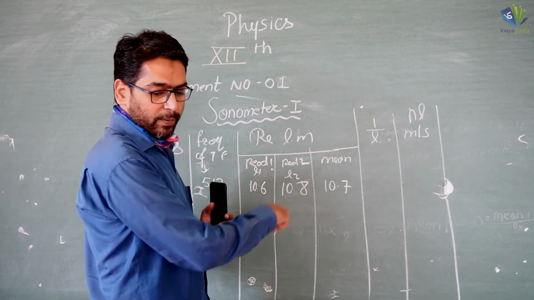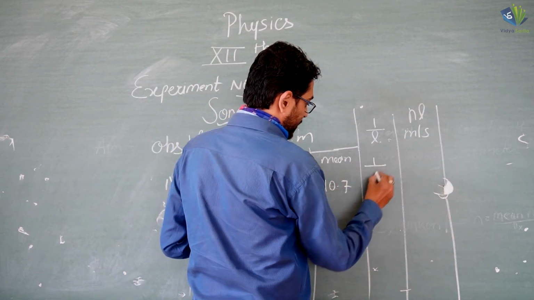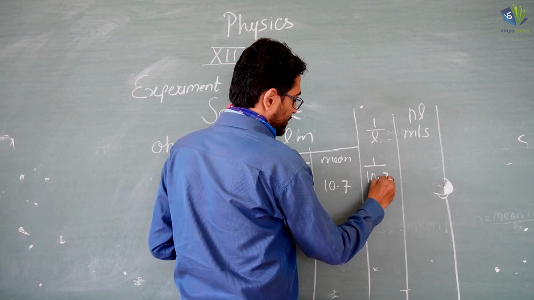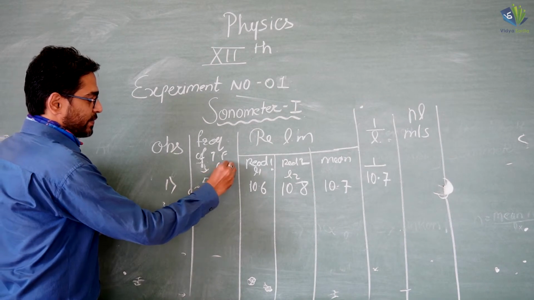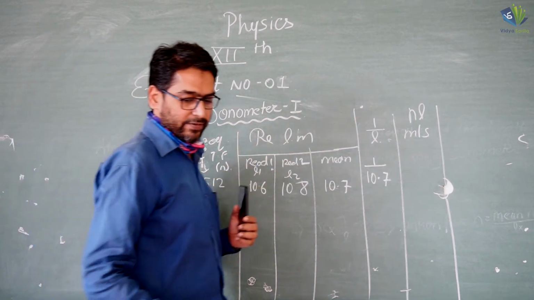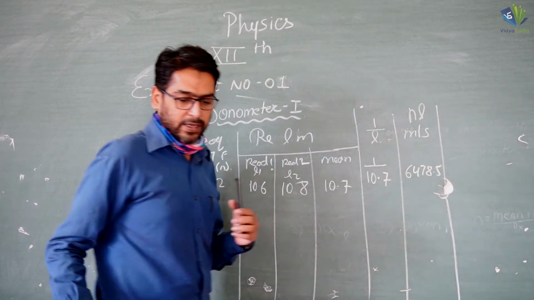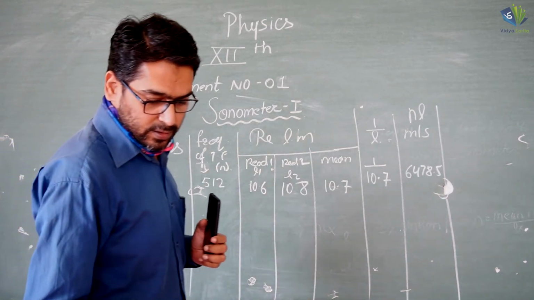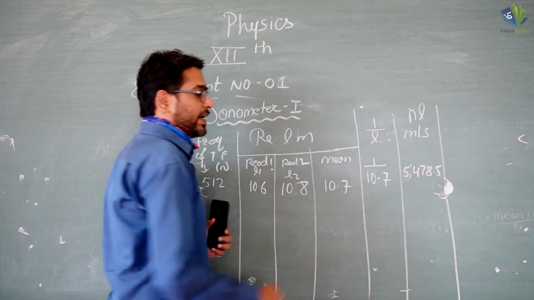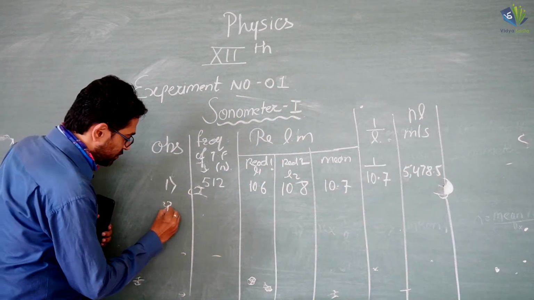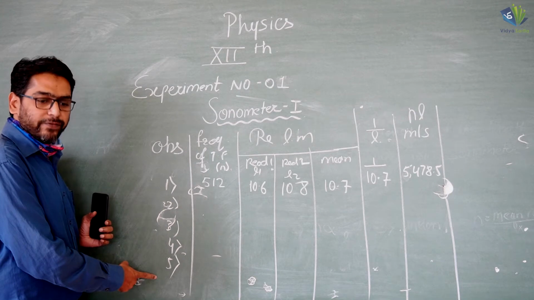The same way, we found 1 upon L, and it will be 1 upon 10.7. Now NL. N is my frequency, 512 into 10.7, which comes to 5478.5. The same way we need to perform all the remaining 4 frequencies.